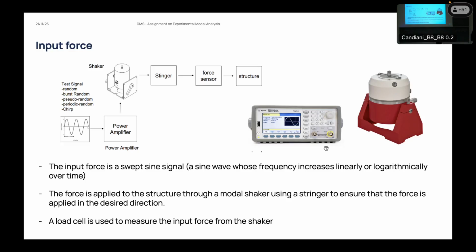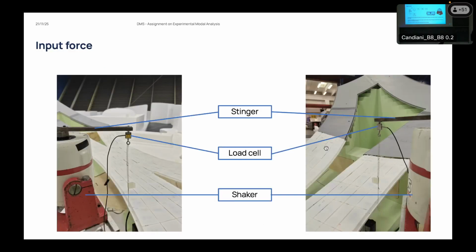And then we have a load cell that is able to measure the input force. So we have the shaker. The shaker is able to produce a certain vibration. Then we have the stinger, and the stinger is actually ensuring the input force is applied in the vertical direction. And then we have the load cell that is measuring the force we are introducing in the system. So everything that you can see there allows us to define the f of t.